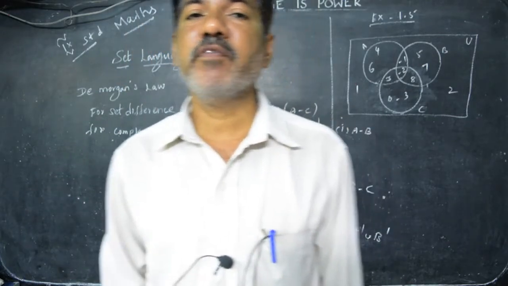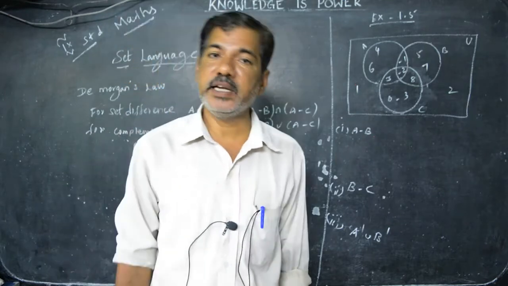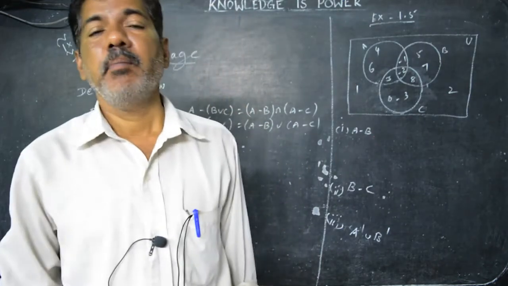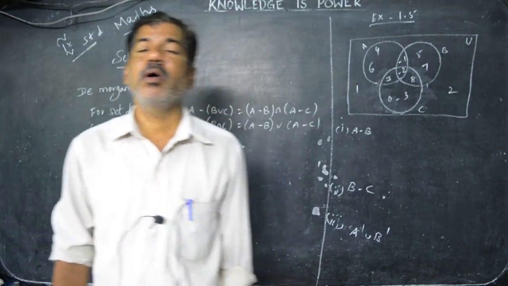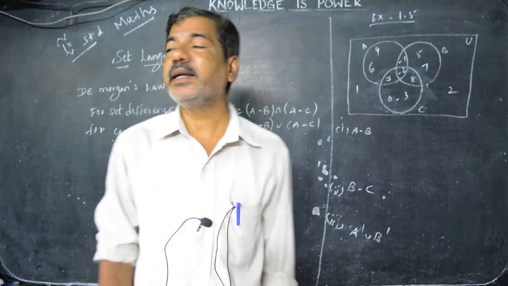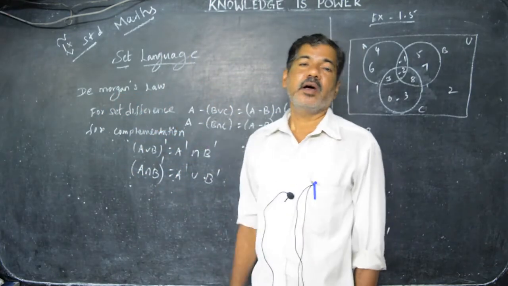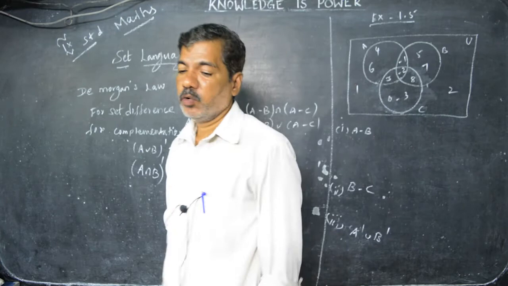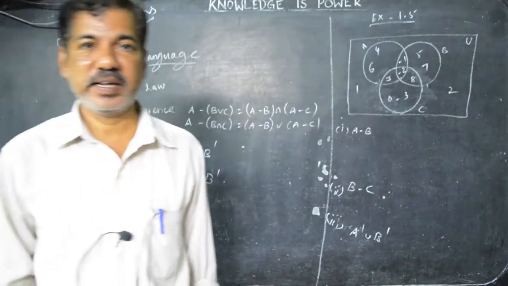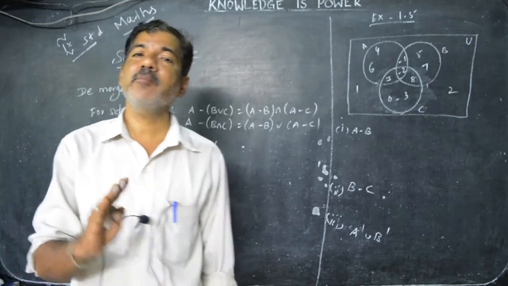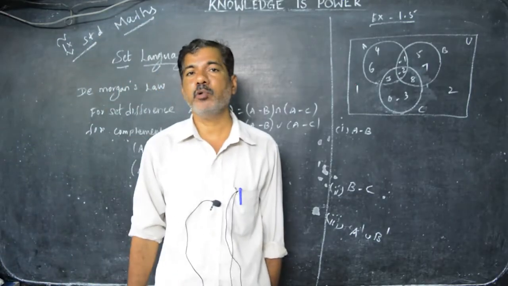In the previous concept we studied the commutative law, associative law, and distributive property. But now we have to move on to De Morgan's law. In De Morgan's law, two divisions are there. One is for set difference. Actually, difference means minus. Already you know the concept of difference, that you have to subtract.